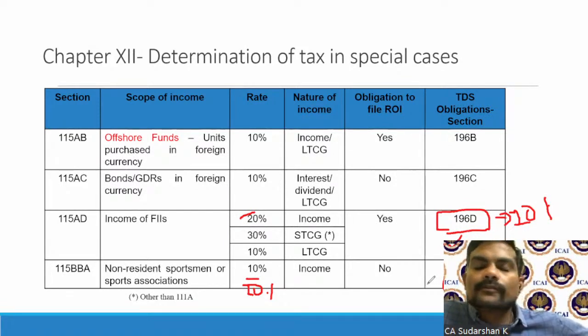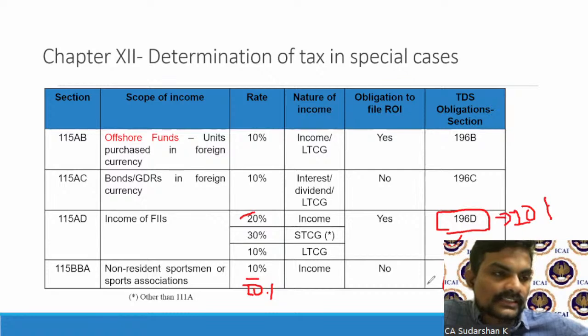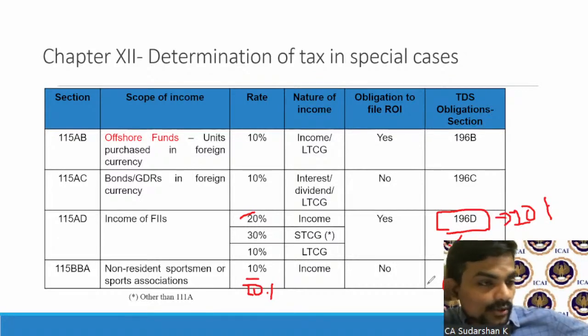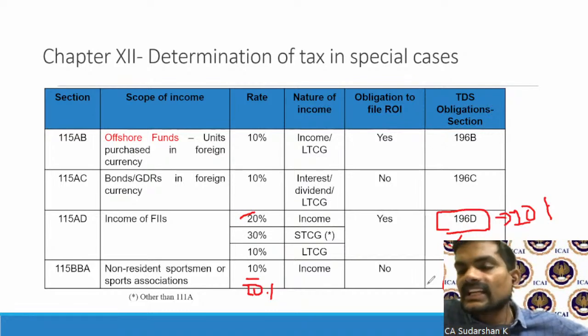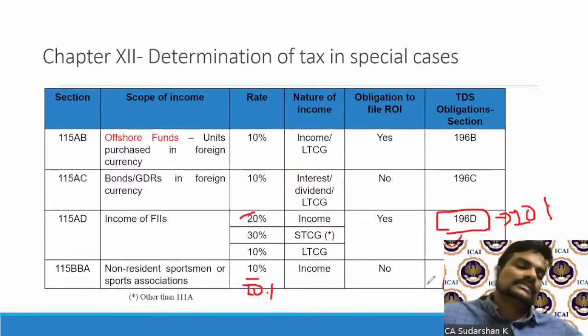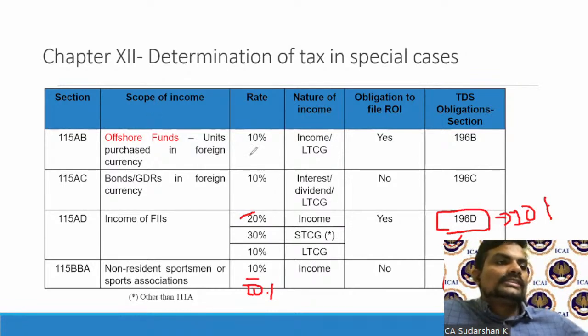115AD, income of foreign institutional investors. There are different rates specified for different classes of income, for interest income, short-term capital gains, etc. TDS has to be withheld at those rates specified under 115AD as per 196D. However, 196D gives the comfort that you can also take the tax treaty rates if it is beneficial to you for withholding of taxes. So that's it to do with chapter 12, determination of tax in special cases.